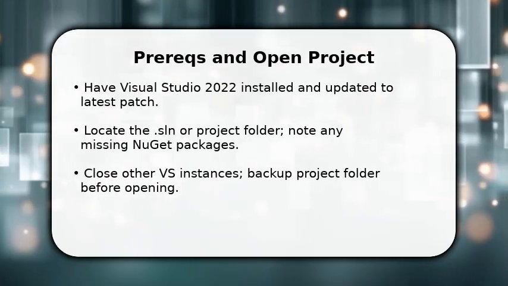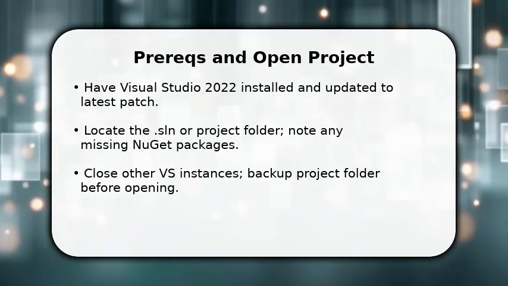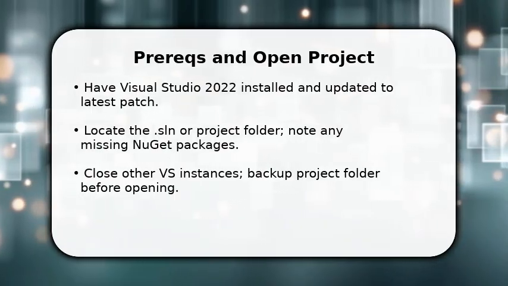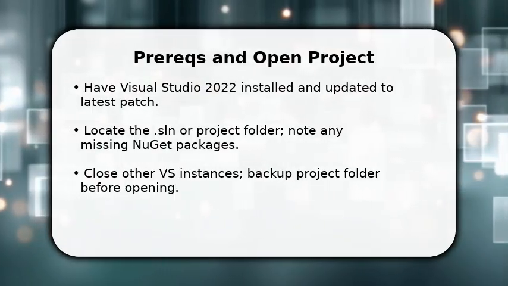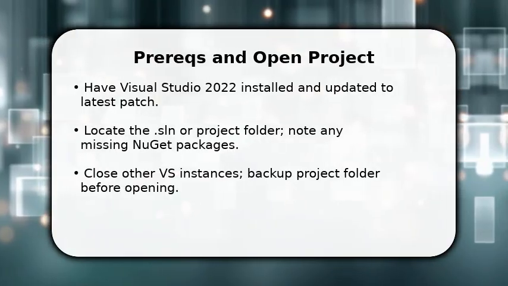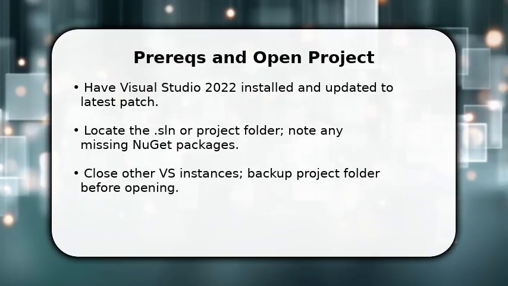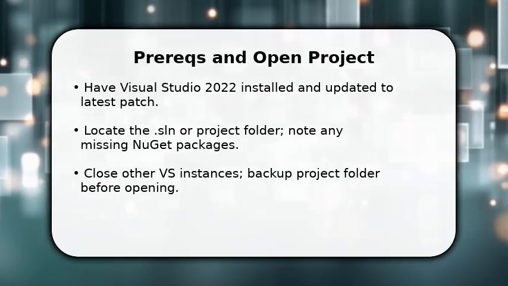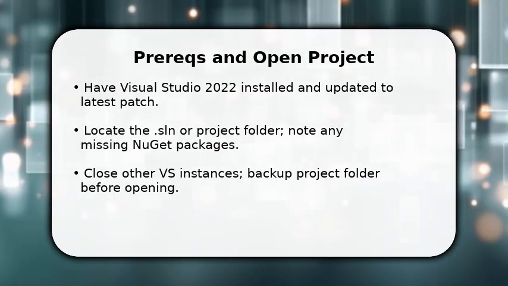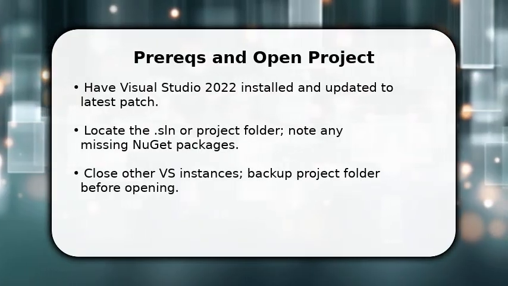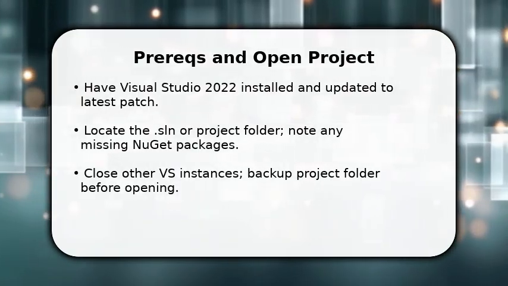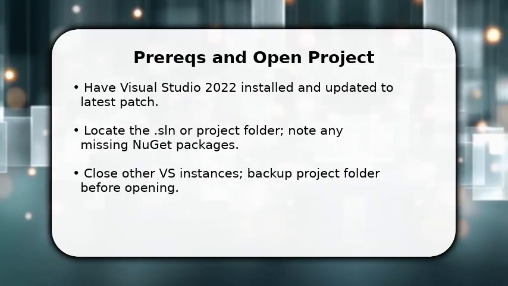You start by confirming Visual Studio 2022 is installed and updated. This ensures compatibility. Once done, locate the solution, SLN, or the VB.NET project folder on disk, and make a quick backup copy so you can revert if needed. Make sure to note whether the project uses any external NuGet packages or SDKs. You'll restore them after opening.